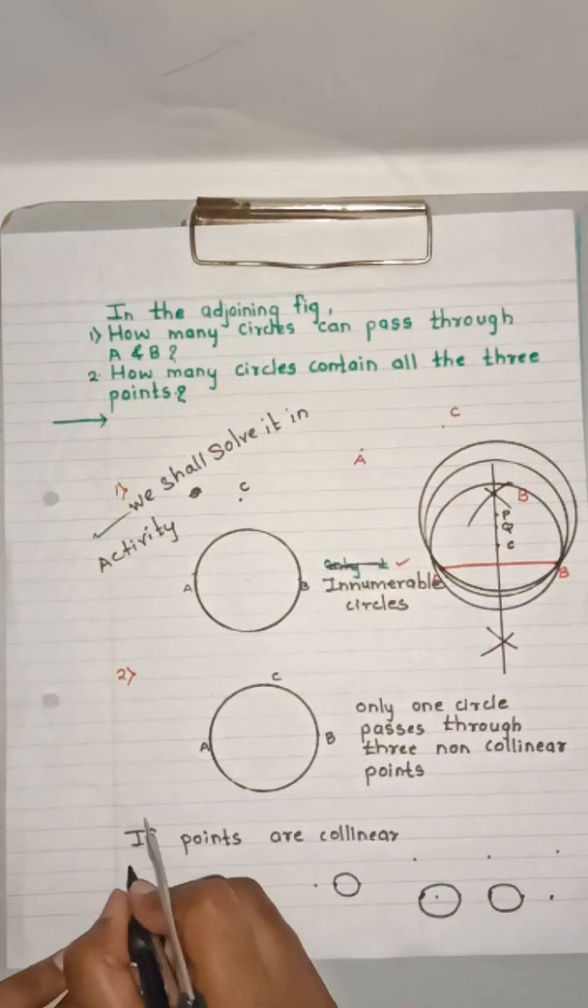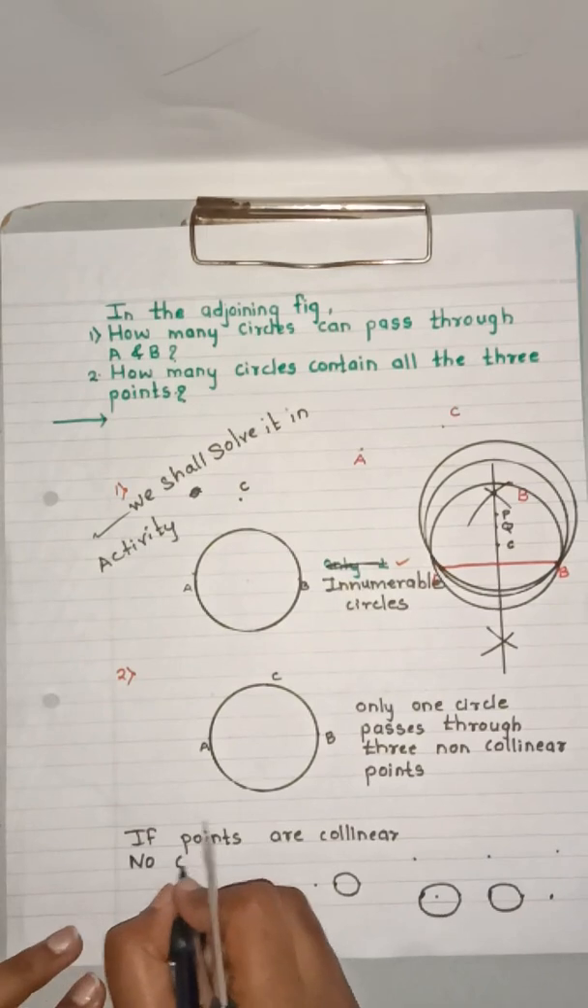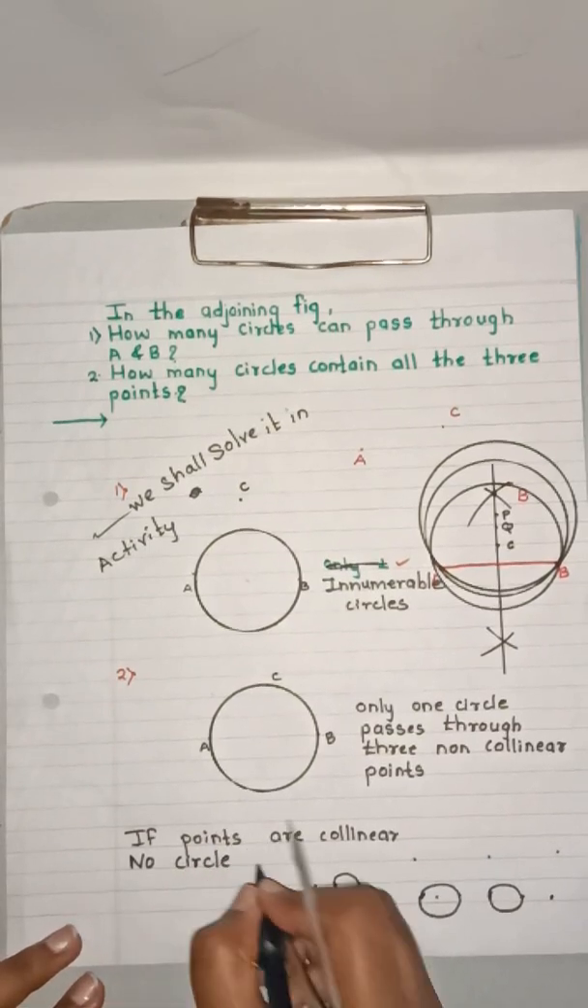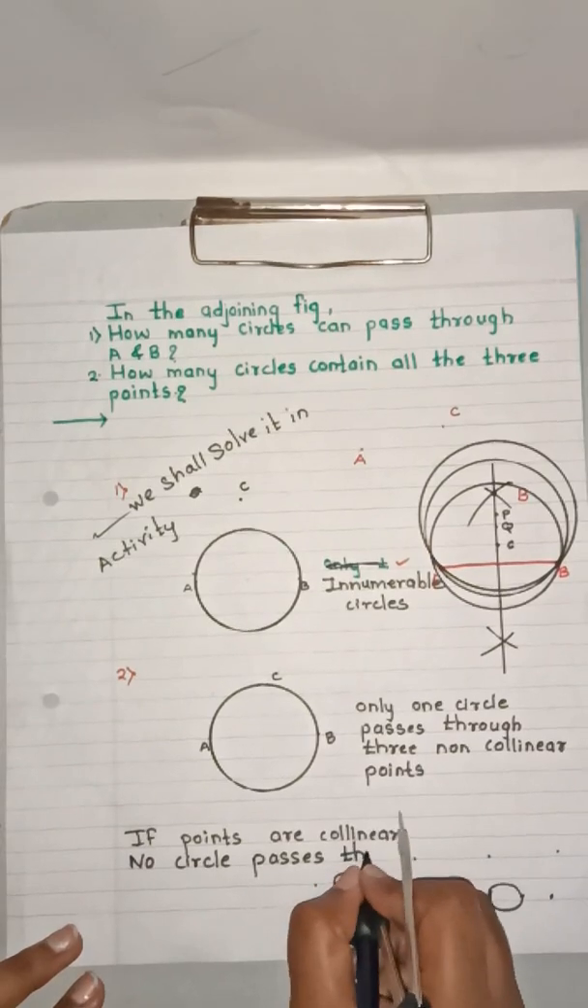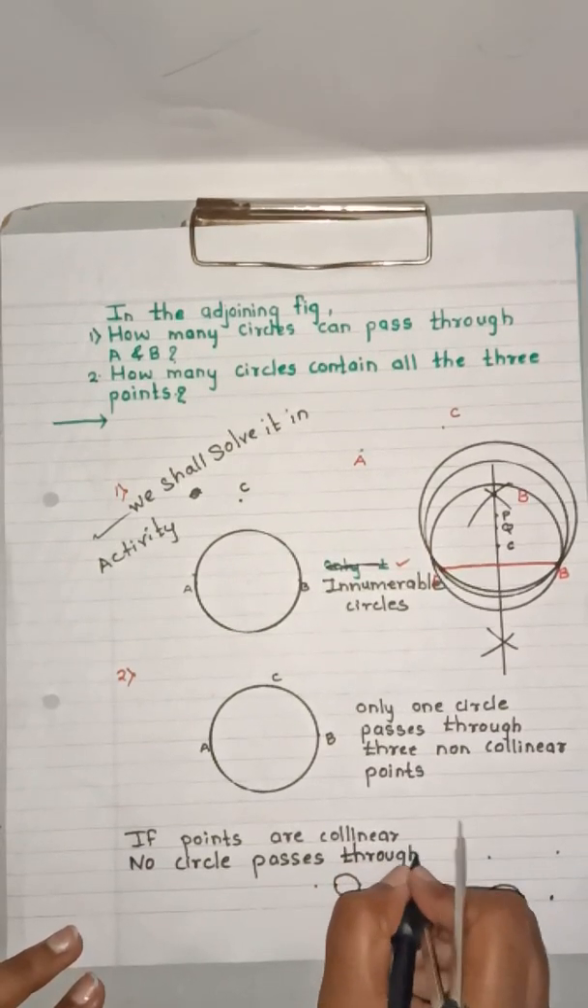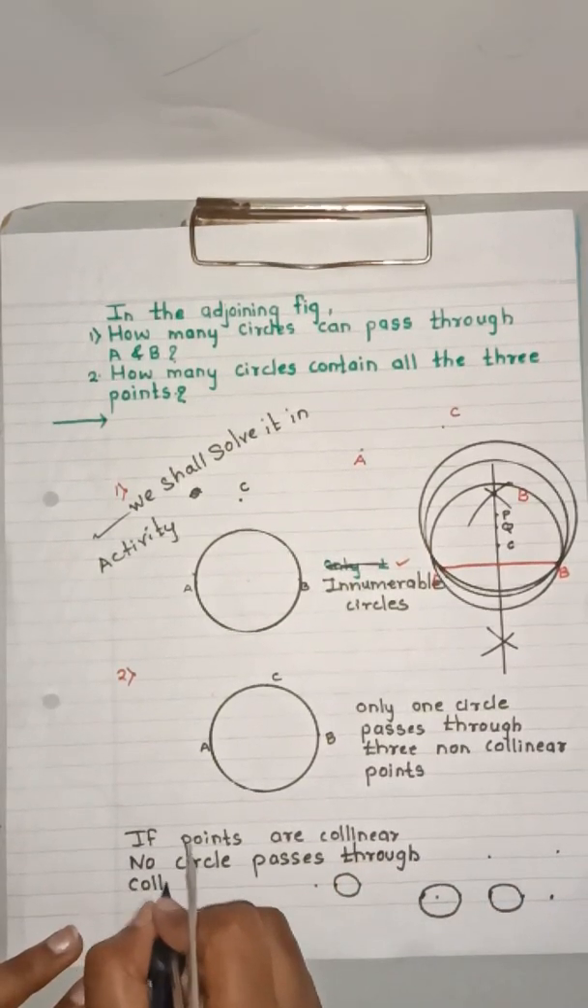I'll write down here: no circle passes through collinear points.